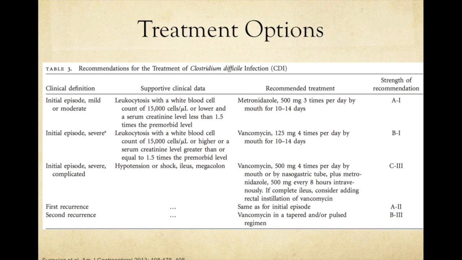And then last but not least, you'll notice with the first recurrence, the patient can actually be treated the same way they were treated initially. For second recurrence, you can initiate a more tapered or pulsed regimen with vancomycin. If the patient presents with a third recurrence, at that point you want to recommend the physicians consider what they call a fecal transplant.